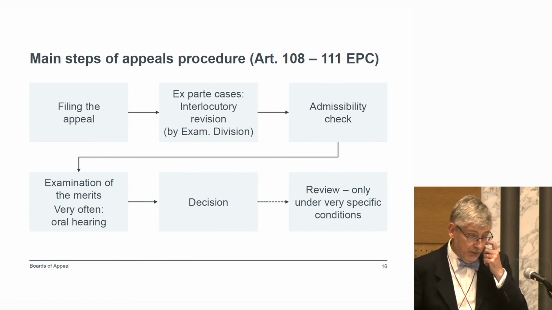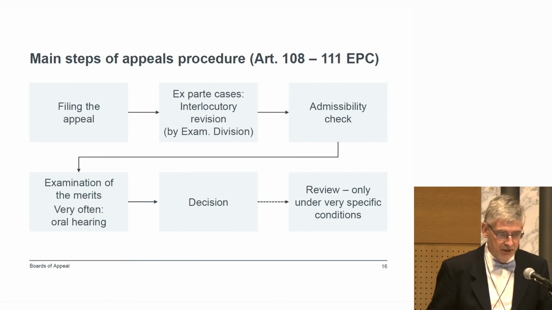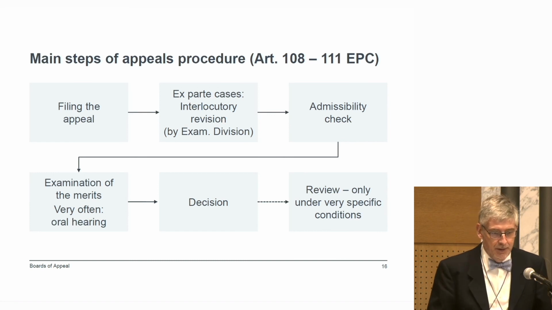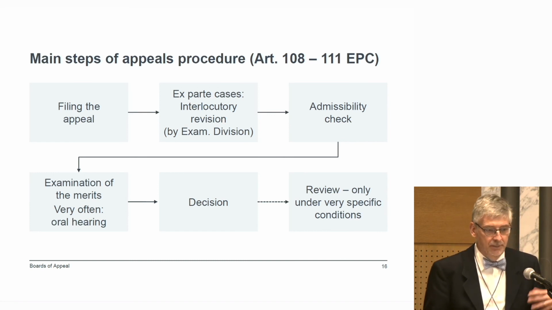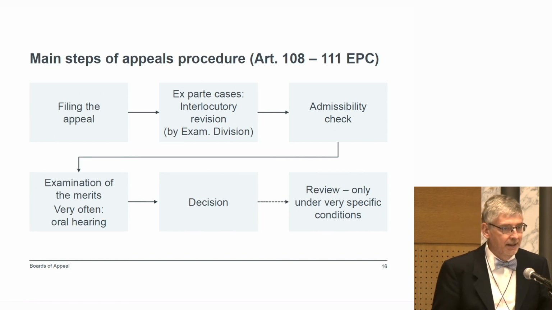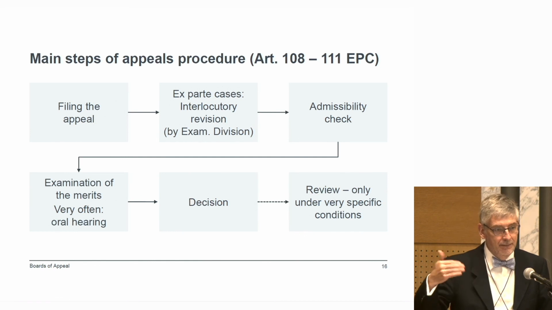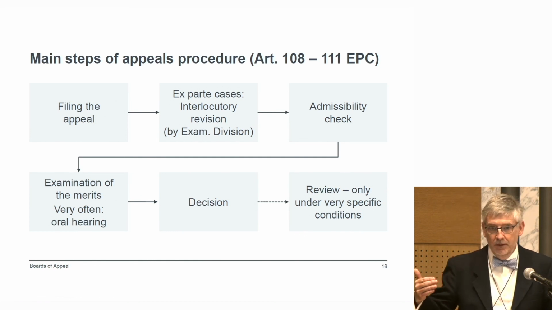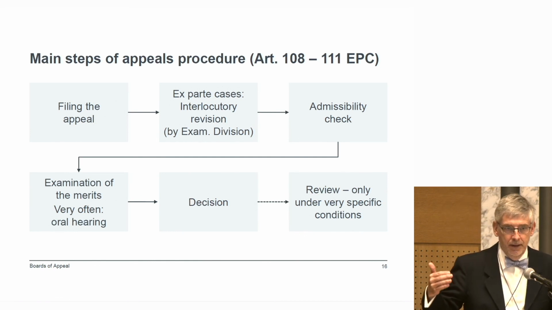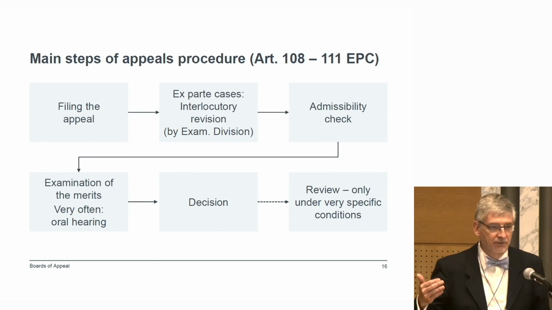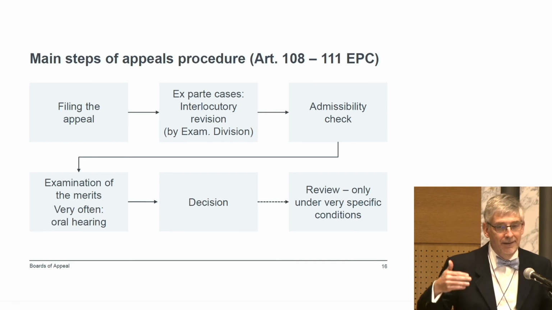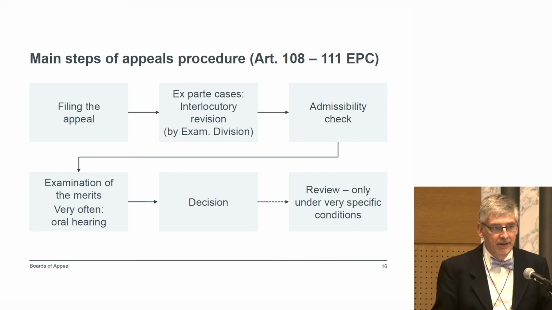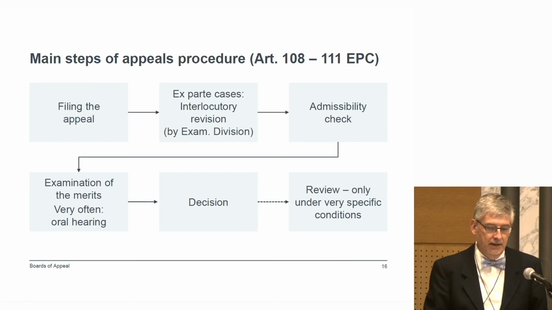Now let's move to the aspects of the appeal procedure. I start on the upper row with the filing of appeal. If you remember one of my earlier slides with the difference between the administrative stage of the patent grant procedure before the administrative divisions of the EPO, and then only on a second level the appeal proceedings, we are now on the second level.